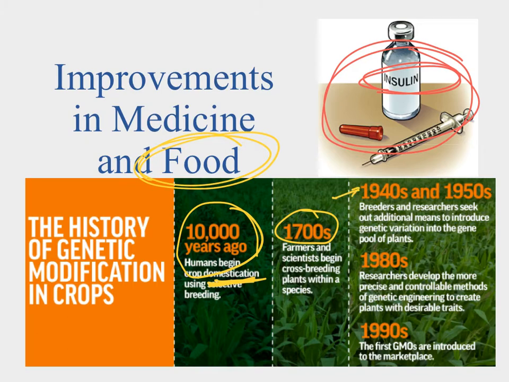In the 40s and 50s, we started to see about introducing genetic variation into the gene pool of plants. So by this point in time in history, we had a fundamental working idea of genetics and heredity, and we were starting to use that information to start making plants a little bit different. In the 1980s, we had more controllable methods of genetic engineering, so we were able to start introducing just that genetic material that we wanted to and modify the plants that way. And by the 1990s, we were starting to have our first GMOs in the marketplace.